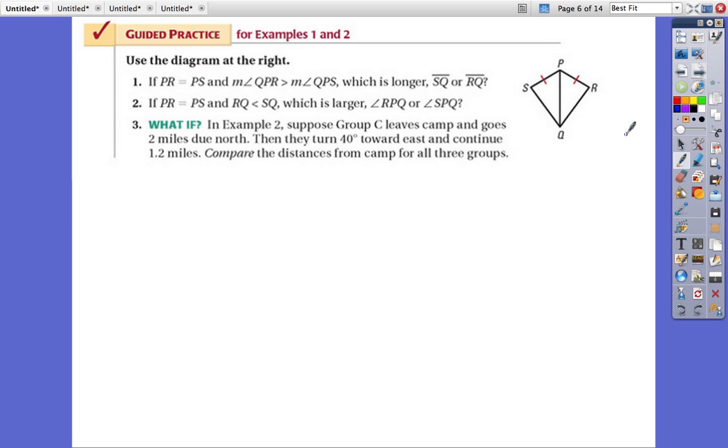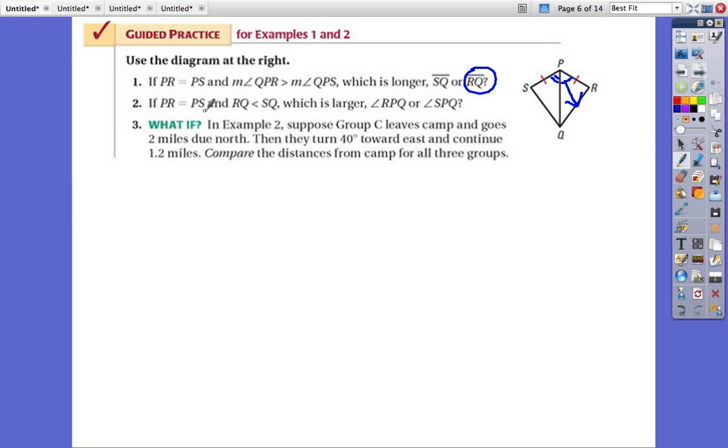Okay, now let's do some guided practice. If PR is equal to PS and the measure of QPR is greater than QPS, which is longer, SQ or RQ? Well, they told us that QPR is greater, so the side opposite QPR has to be greater. So RQ is greater.